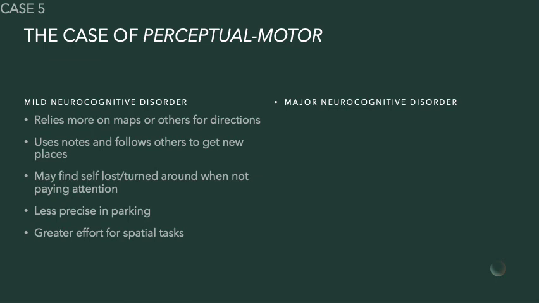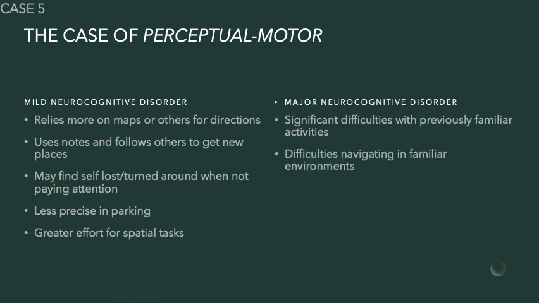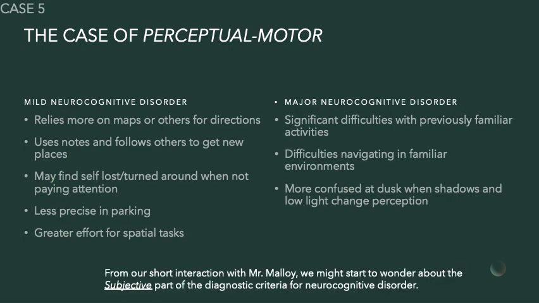Individuals with major neurocognitive disorder may notice significant difficulties with previously familiar tasks. They may notice difficulties navigating in familiar environments. And they're often more confused at dusk when shadows and lowering light change perception. From our short interaction with Mr. Malloy, we might start to wonder about the subjective part of the diagnostic criteria for neurocognitive disorder.